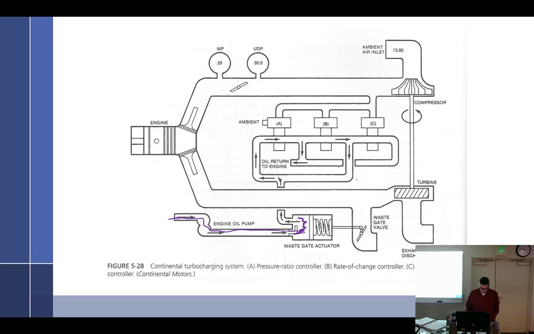Upper deck pressure and manifold pressure increase until, which one's going to kick in first? Until pressure ratio, rate of change, or absolute. Rate of change isn't going to activate unless the turbo is really spinning up fast. If you're idling, it's not going to. You need to get your absolute first. So upper deck pressure and manifold pressure increase until absolute pressure controller opens.